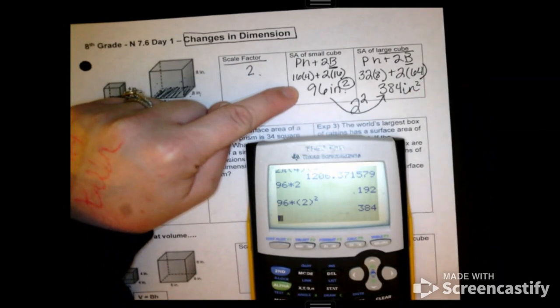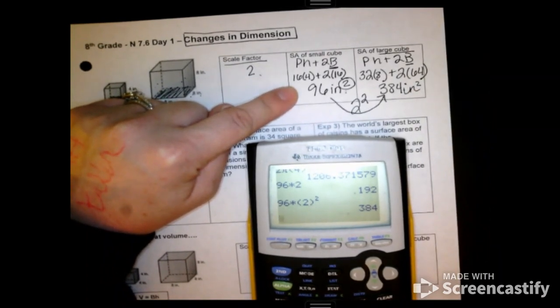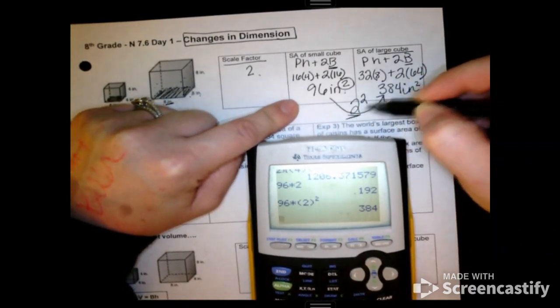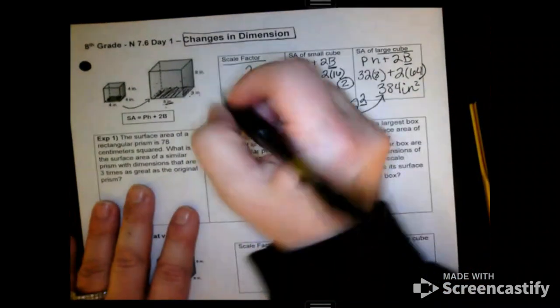Yep. So anytime you're trying to find the surface area, you are going to multiply by your scale factor squared. So we're going to write that.